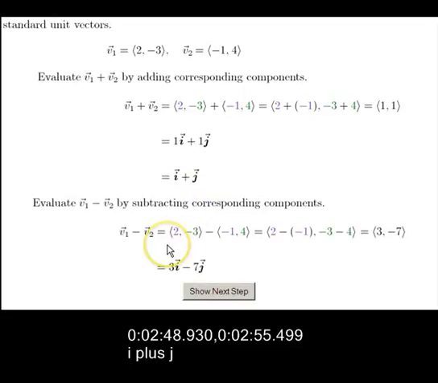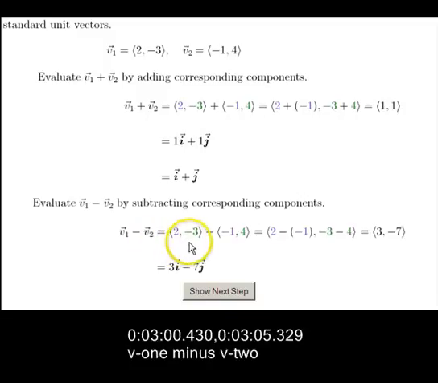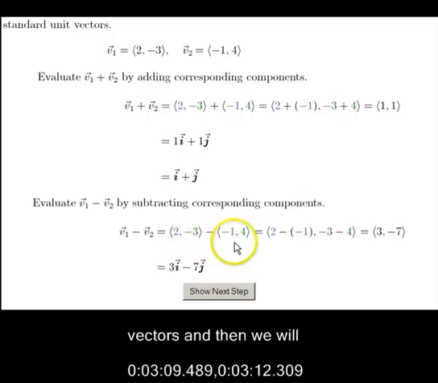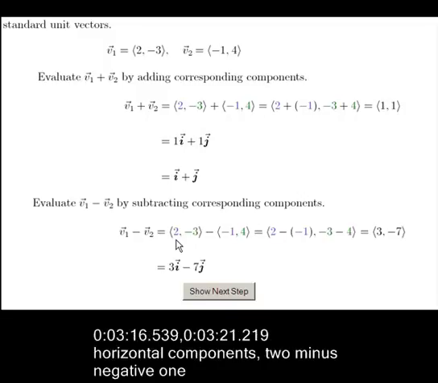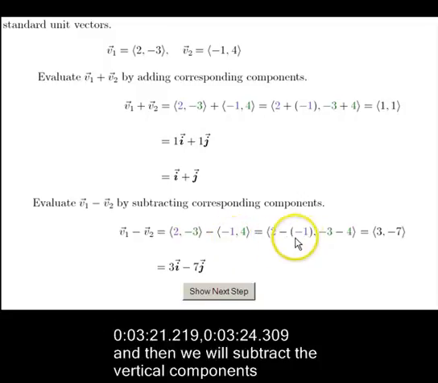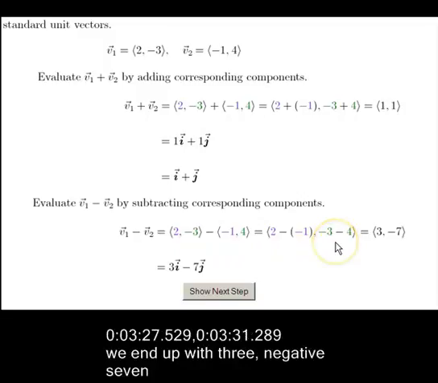The subtraction will be very similar. So when we subtract v1 minus v2, we will set up the subtraction of the vectors, and then we will subtract corresponding components. So we will subtract the horizontal components, 2 minus a negative 1, and then we will subtract the vertical components, negative 3 minus 4, and we end up with 3, negative 7.